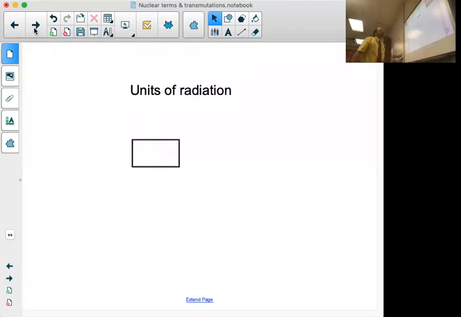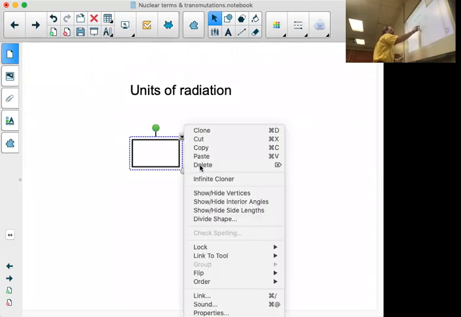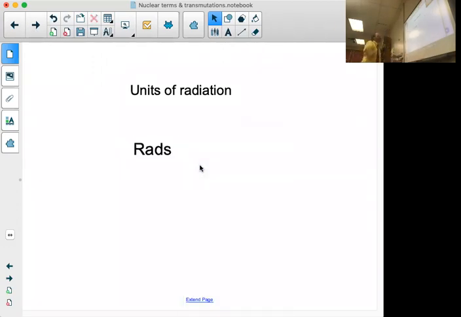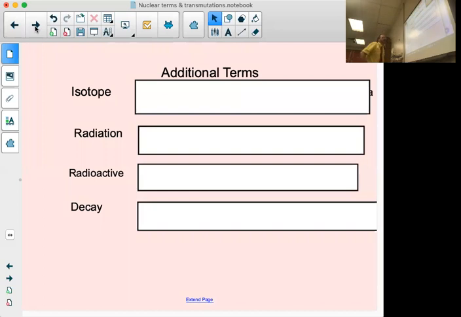All right, now, units of radiation. The main unit of radiation we're going to look at sounds like something coming out of a skateboarder. They're rads. So whenever we deal with radiation, we're dealing with units of rads. Couple additional terms I want to make sure you understand.